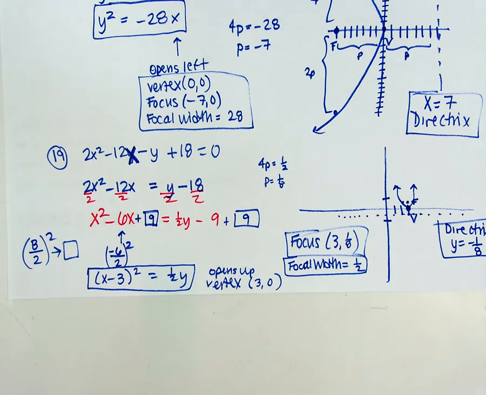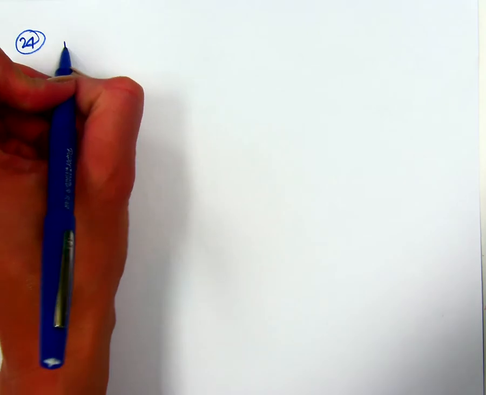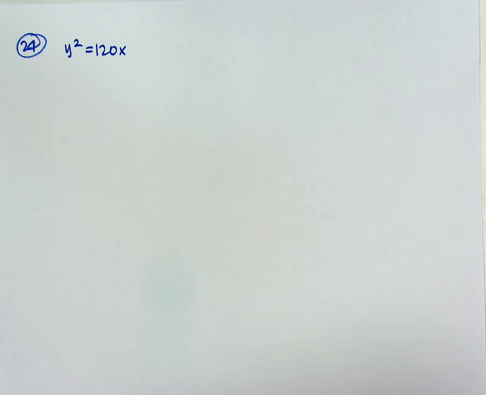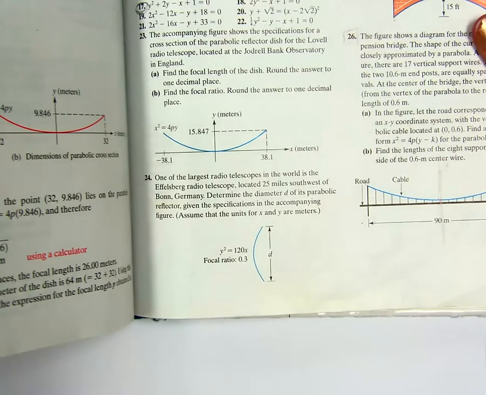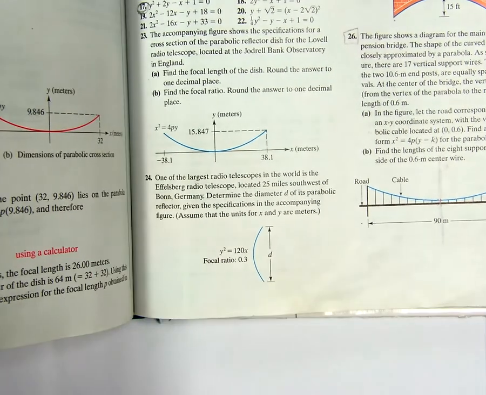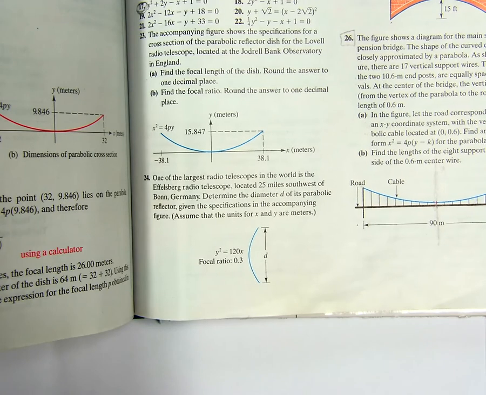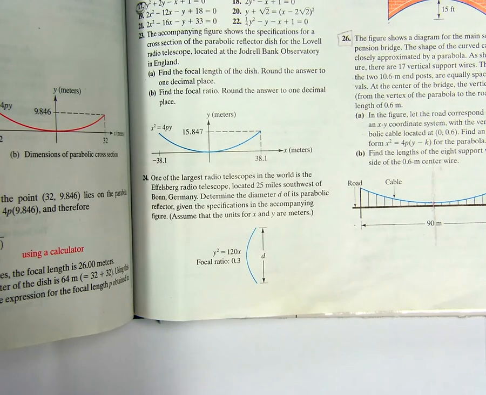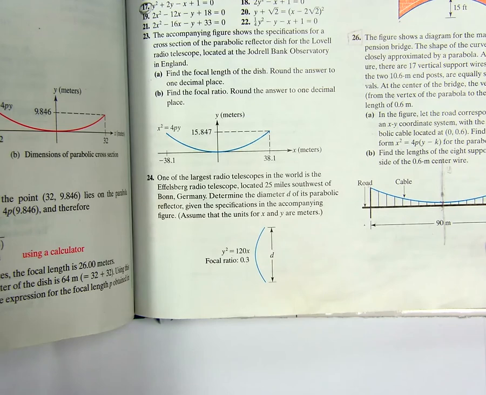All right, we're going to do 2 more examples. I might do an extra one after we're done with this. All right, so these 2 are word problems. So find your book and read number 24. Says one of the largest radio telescopes in the world is the Berg radio telescope, located 25 miles southwest of Bonn, Germany. Determine the diameter d of its parabolic reflector given the specifications in the accompanying figure. Assume that x and y are in meters.